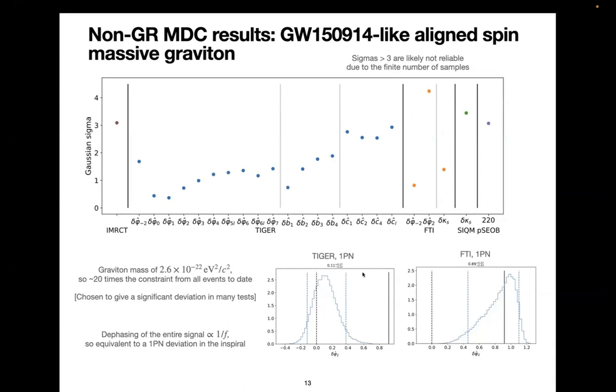the 1 PN coefficient, as you can see below, and these are the histograms showing that it is actually covering the actual value pretty well, as you'd expect, because there's just a single effective PN deviation to the inspiral, and it's covering most of the inspiral now. But Tiger, of course, covers things actually quite close to GR and does not get this, as you'd expect. I mean, it's not designed to actually pick up the true values of the PN deviations. Of course, we do see that SQM and PSB also have pretty strong deviations.